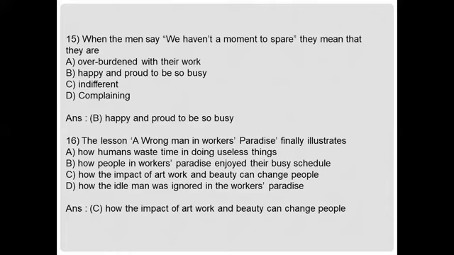Next, the lesson A Wrong Man in Workers' Paradise finally illustrates A. How humans waste time in doing useless things. B. How people in workers' paradise enjoyed their busy schedule. C. How the impact of artwork and beauty can change people. Or D. How the idle man was ignored in the workers' paradise. And the correct answer is option C. How the impact of artwork and beauty can change people.